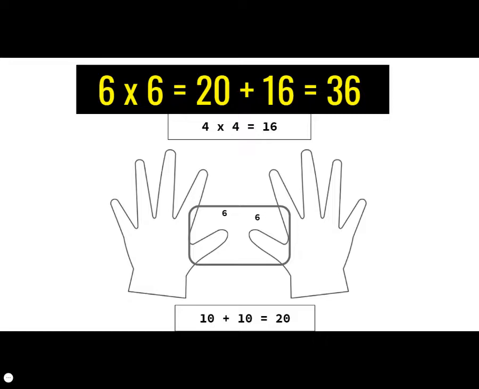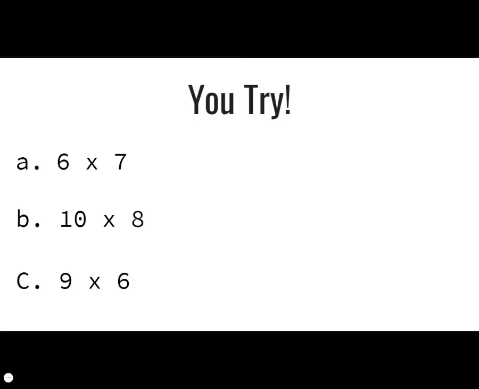All right. Okay, so this is a little tidbit. We're going to go more into that later on in some future videos. And it gets really important when you start working on exponents, perfect squares, that is. So I want you to try some on your own. We got 6 times 6, 10 times 8, and 9 times 6.